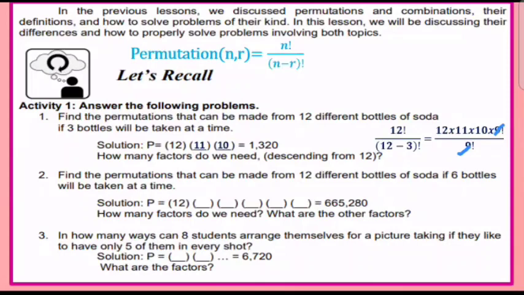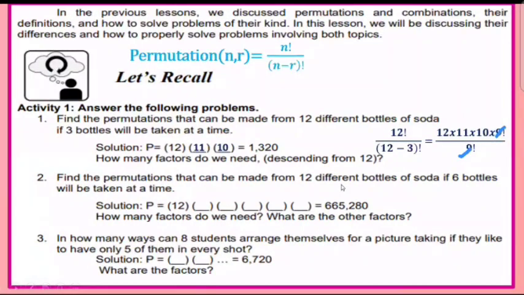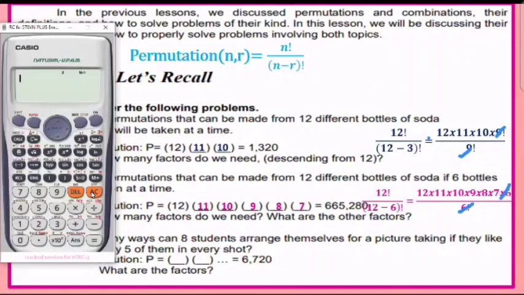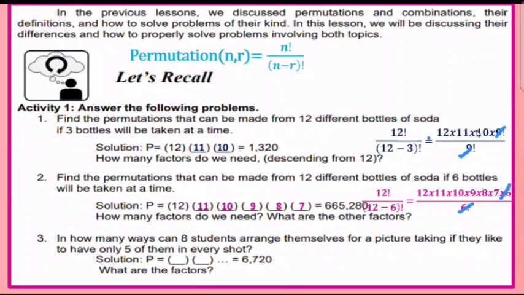As question number 2. Find the permutation that can be made from 12 different bottles of sodas if 6 bottles will be taken at a time. Our n is equals to 12 and our r is equals to 6. Cancel out na natin kasi may 6 factorial sa taas, may 6 factorial din sa baba. So, 12 times 11 times 10 times 9 times 8 times 7. Using the calculator, press 12, shift, then factorial sign, taken by 6, is equals to 665,280.